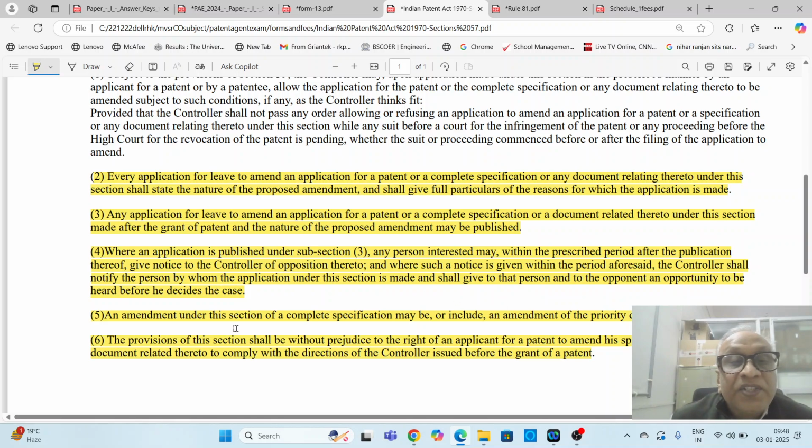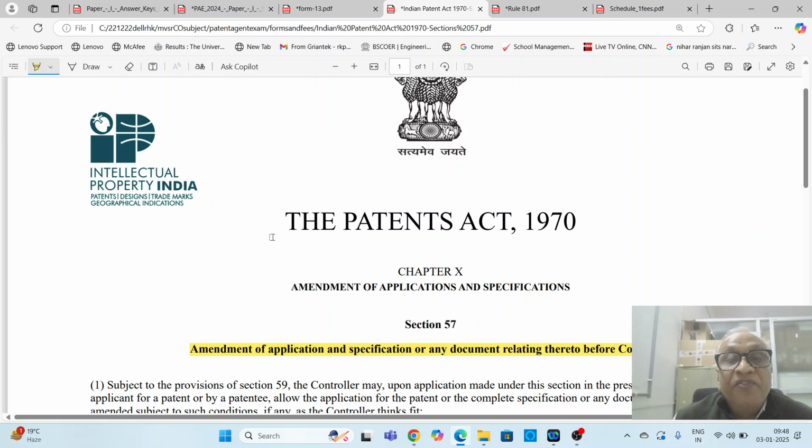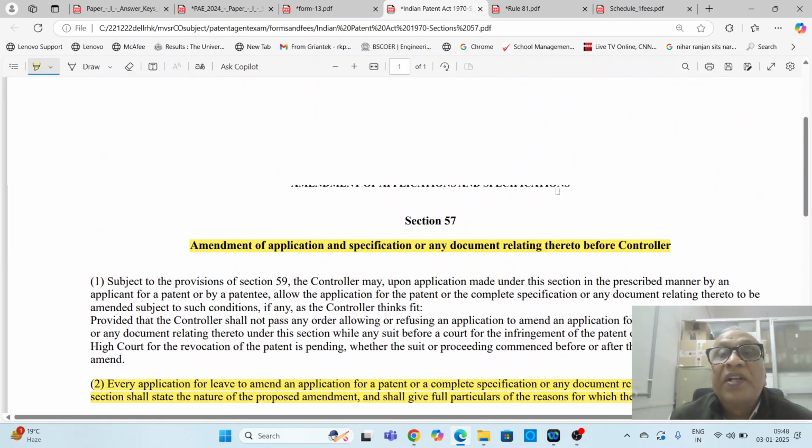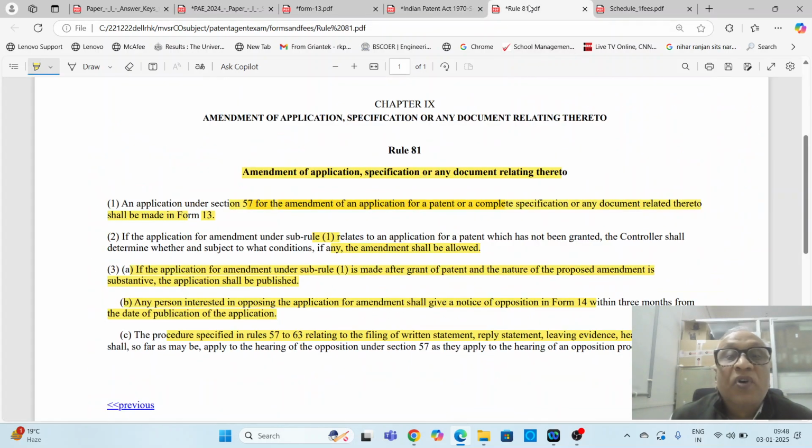An amendment under this section of a complete specification may be or include an amendment of the priority date of a claim. This is all about section 57, including the provision of this section shall be without prejudice to the right of the applicant. Now let us look at rule 81, what it says.